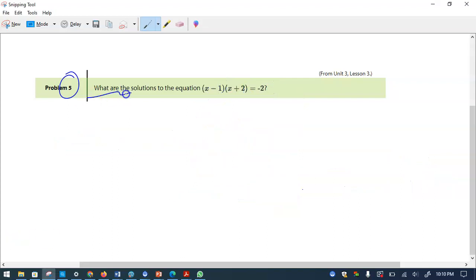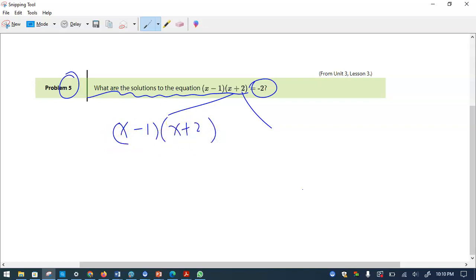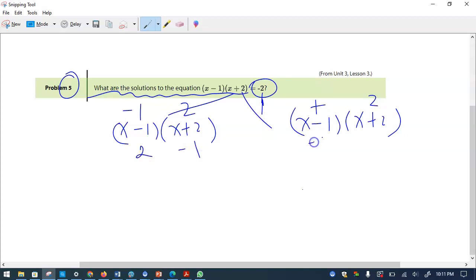So what are the solutions of this? So there are two ways. See, the right side is -2, so I can write x minus 1 and x plus 2, and I can also write x plus 1 and x minus 2. And you need to get -2, right? So it could be -1 and 2, or it could be +1 and -2. It could be 2 and -1, or it could be -2 and plus 1.